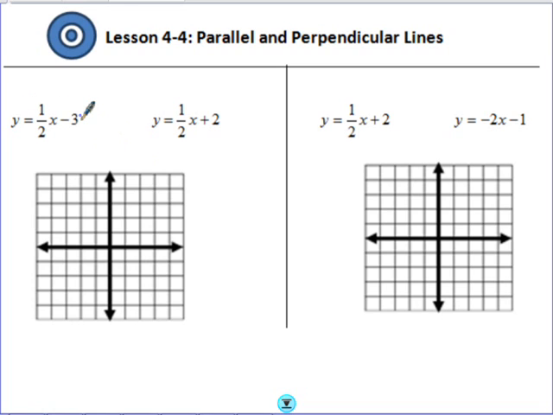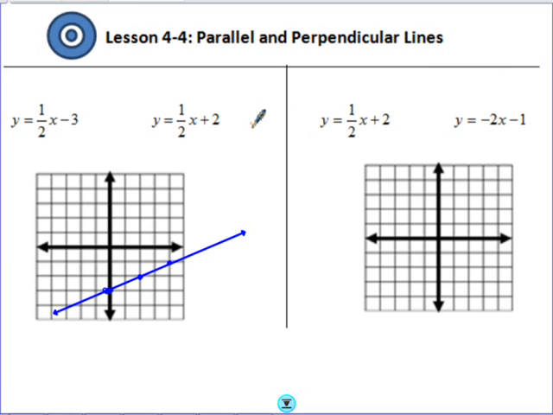So I have 1/2 x minus 3. I know my y-intercept is negative 3. There's where my first point is, and then I can go use my slope. So up 1 over 2, up 1 over 2, and then I'm going to draw a straight line between all of those points.